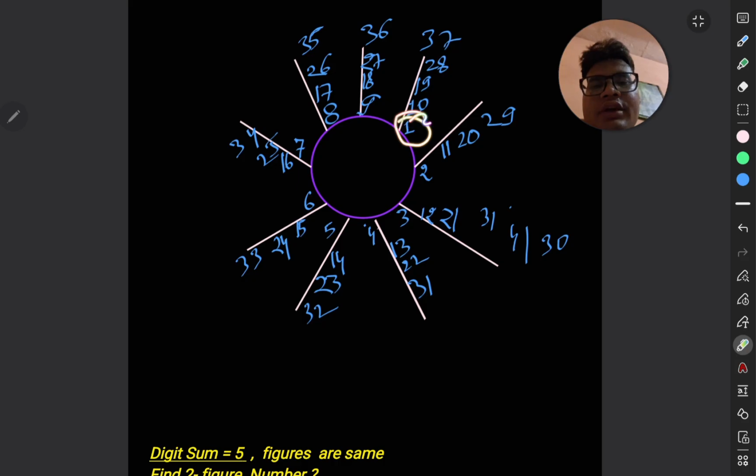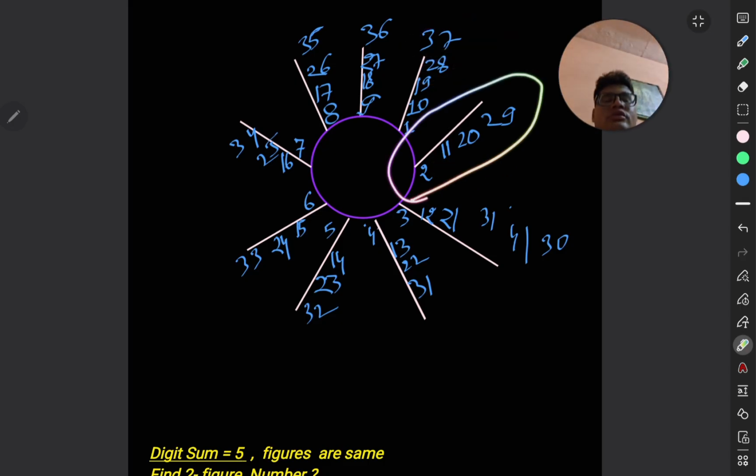Here is 1. After 1 comes 10, after 10 comes 19, after 19 comes 28, and after 28, 37 will come, and so on. So the difference between 1 and 10 is 9. The difference between 10 and 19 is 9, between 19 and 28 is 9, and between 28 and 37 is 9.